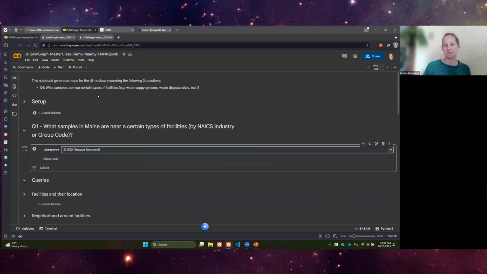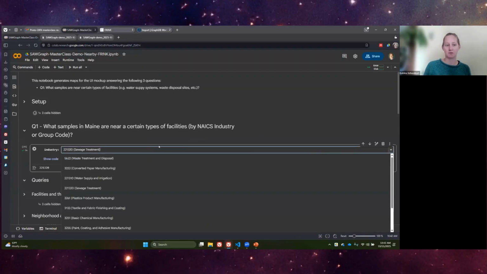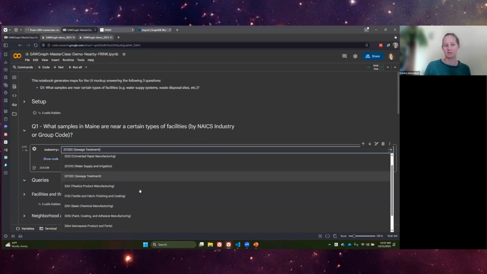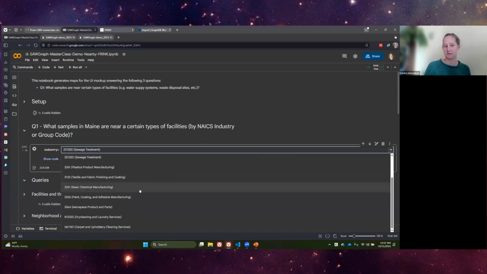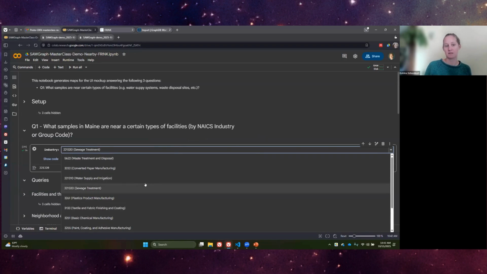So this runs the same set of SPARQL queries through Python. And we'll see if we can get this running. So we looked at sewage treatment facilities, but again, we could quickly switch out which type of facility we want to use, using a different NAICS code here. Here are some of the ones that are commonly looked at for their usage of PFAS or their suspected usage of PFAS.